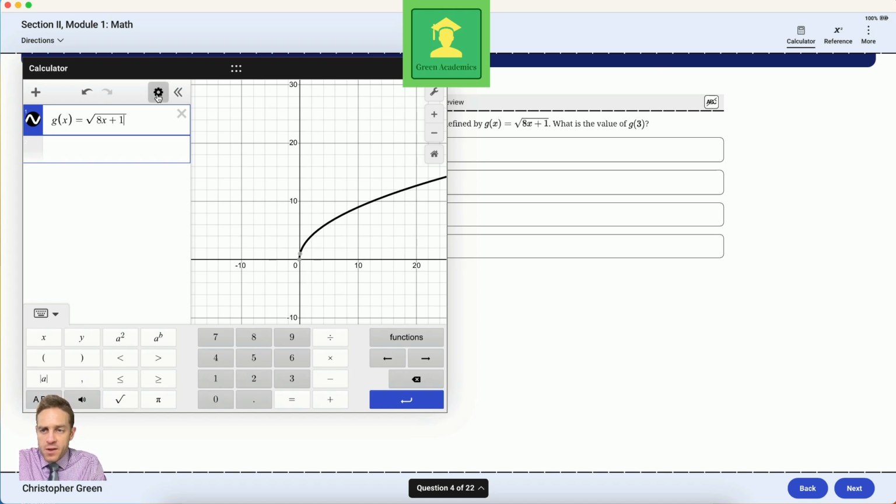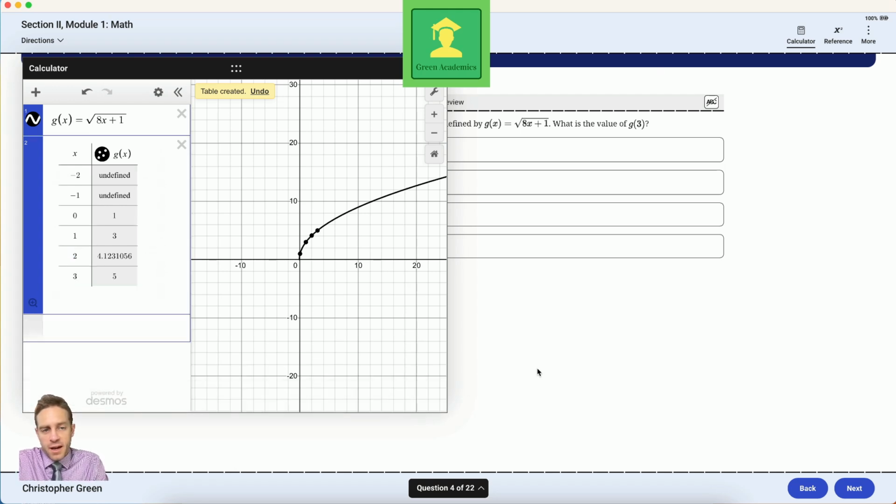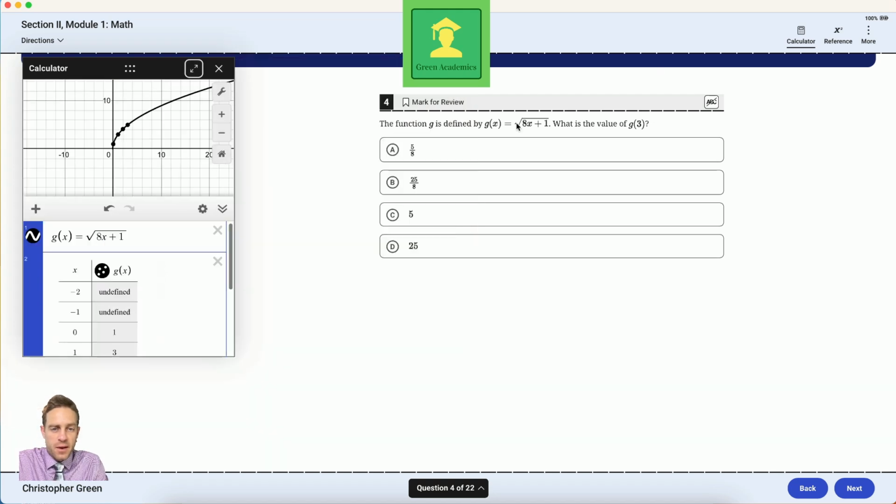this, and then you could insert the table. And if you prompt it for 3, it would tell you the answer, which is 5. And of course, you can confirm just thinking about it. 8 times 3 is 24, plus 1 is 25, and the square root is 5.